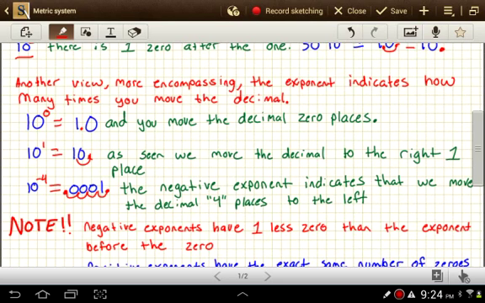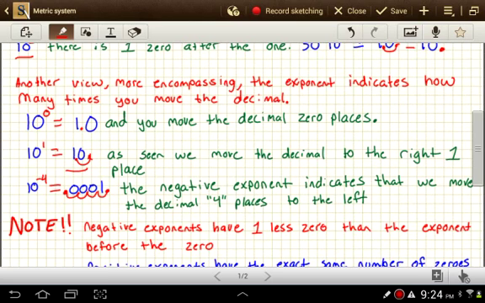As we see right here, the decimal was originally in between the 1 and the 0, and I move it 1 place to get 10. So anything raised to the first power is that number. 2 to the first is 2. 4 to the first is 4. Well, 10 to the first is 10. As seen above, we move the decimal to the right 1 place.